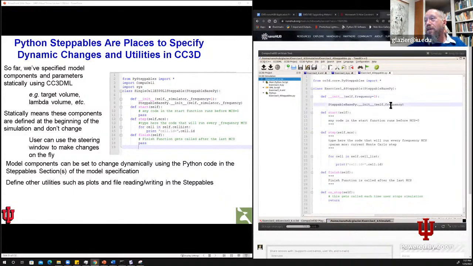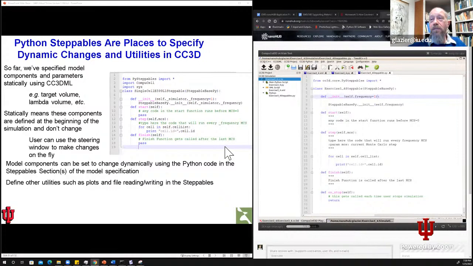And then there is something called frequency. Unfortunately, frequency actually is interval, it's period. It shouldn't be frequency. And this is how often you're going to call this step in terms of Monte Carlo steps. Frequency equals 1 means you call it every Monte Carlo step. Frequency equals 10 should mean you call it 10 times per Monte Carlo step. In fact, it means you call it once every 10 Monte Carlo steps. So it should be interval or period.